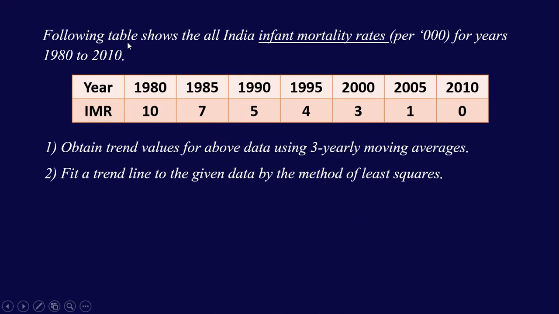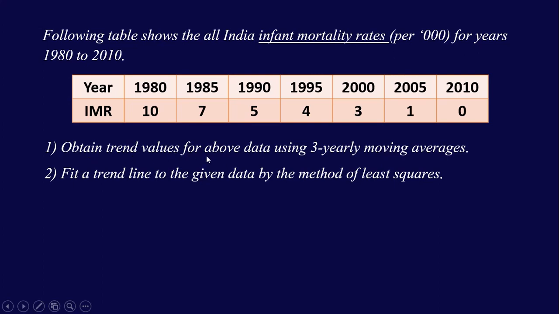See the example. The following table shows the all India infant mortality rates per thousand for years 1980 to 2010. Now here in this tabular form years are given: 1980, 1985, 1990, 1995, 2000, 2005, 2010, and IMR, that is infant mortality rates per thousand. Here it is denoted by IMR. These infant mortality rates per thousand are given: 10, 7, 5, 4, 3, 1 and 0.